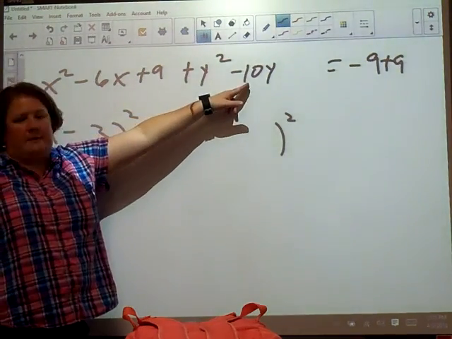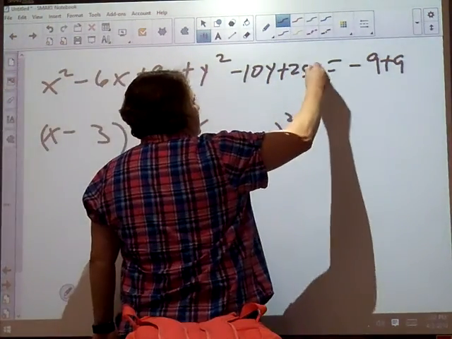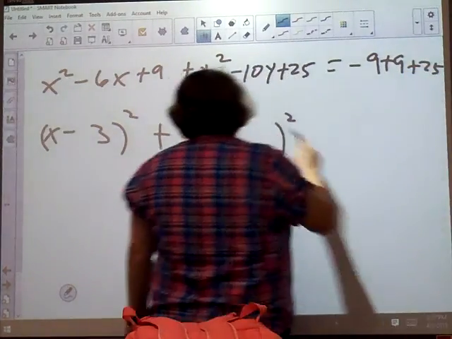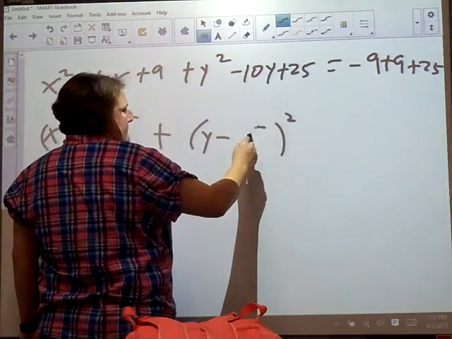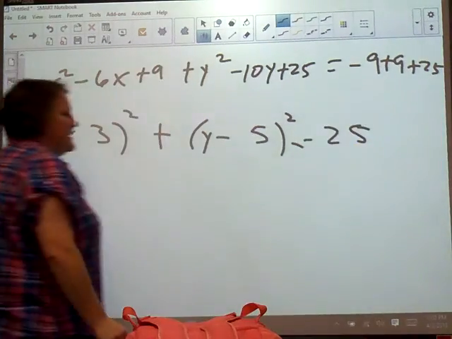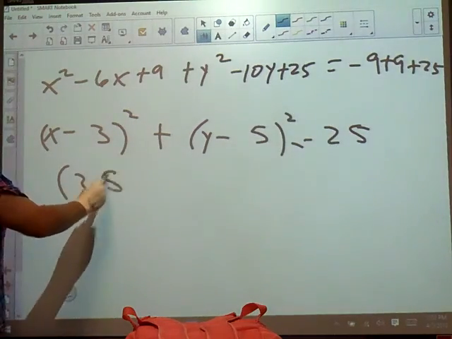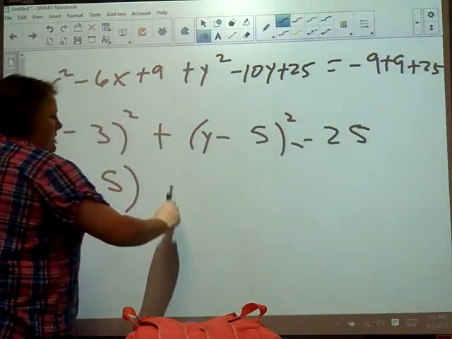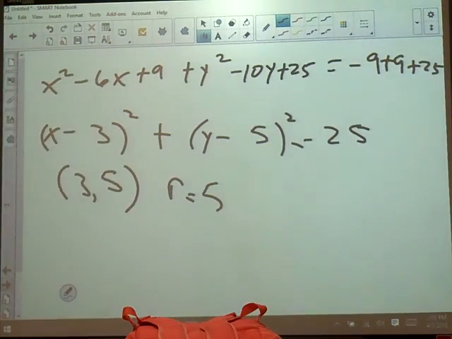Okay? Half of your b, half of 10 is 5. Squared is 25. So we're going to add 25 to both sides. Y squared, square root that. First sign, square root of 25. Negative 9 plus 9 is 0, plus 25 is 25. So what we now know, that's in the right form. The center is the opposite signs, so it would be positive 3, positive 5. Radius, square root of 25. So now, what did you say it was, Caleb? D, because that's the only one that has the positive, positive center.